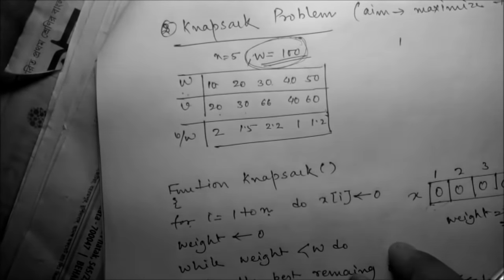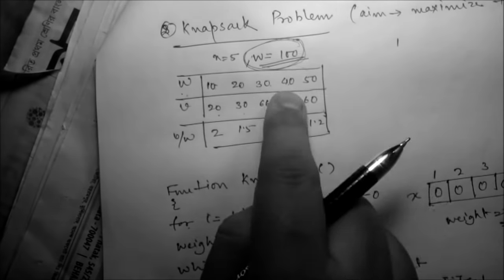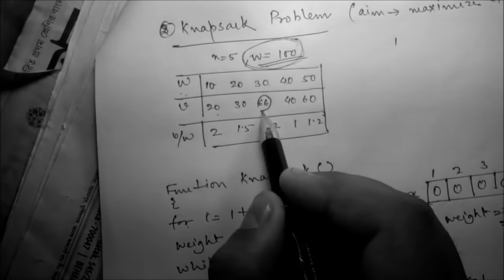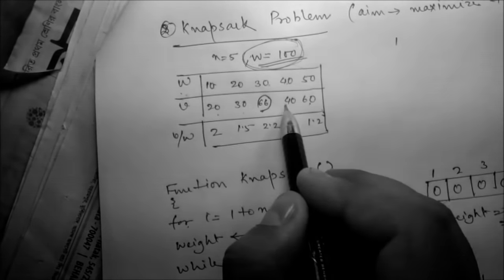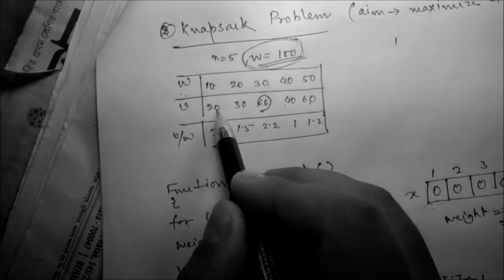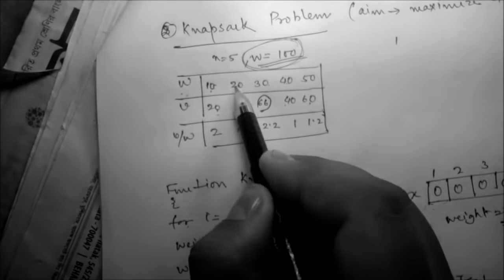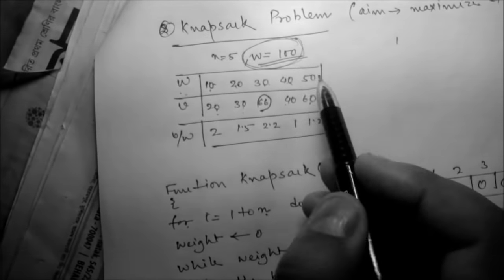Now there are three ways to identify the best object. First, you can select the maximum value first. Then you select this one, then this one, then this one. This is one approach. Second approach, you may select the minimum weight first. This one, then this one, then this one, then this one, then this one.